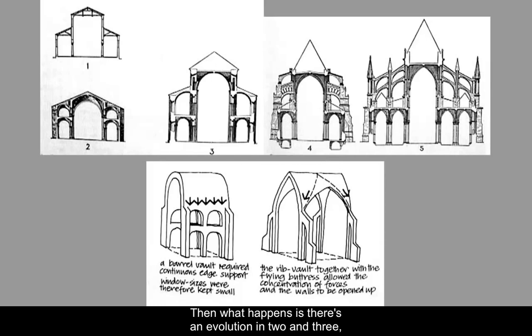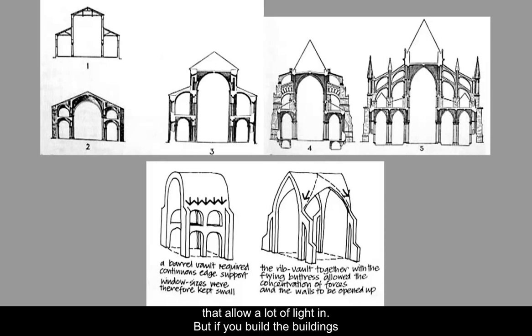Then what happens is there's an evolution. In 2 and 3, that's the Romanesque style. They start to build taller, but you still have a very short clerestory, and I'm going to point at that for you. This is the clerestory here where the light would come in. But then in number 4 and number 5, there's an evolution, and you can see how this evolution changes in the bottom diagram. They start building the nave to be taller, and that allows for a series of windows to be installed along the sides of the clerestory that allow a lot of light in.